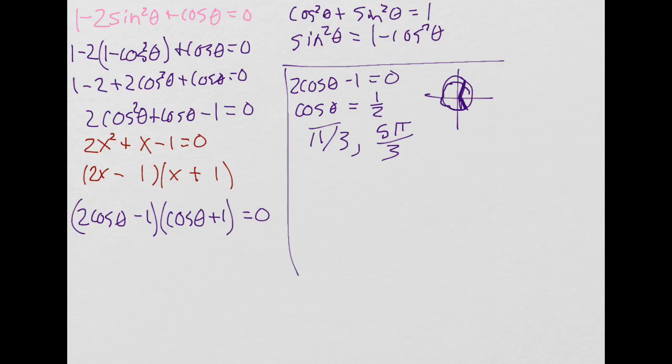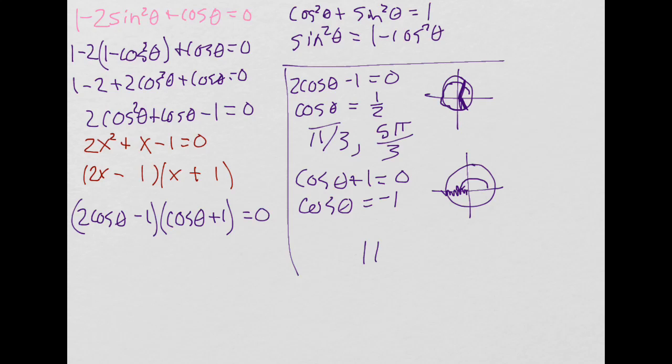So we set our other factor equal to 0. Well, cosine theta plus 1 equals 0. Cosine theta equals negative 1. And again, you're just asking yourself, when is cosine negative 1? Well, that's got to happen right there at pi. It's the only time that cosine is going to be negative 1. So we have our three solutions, pi, pi over 3, and 5 pi over 3, and we're done.